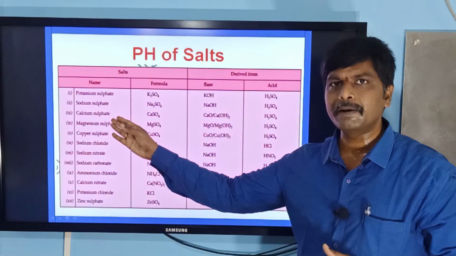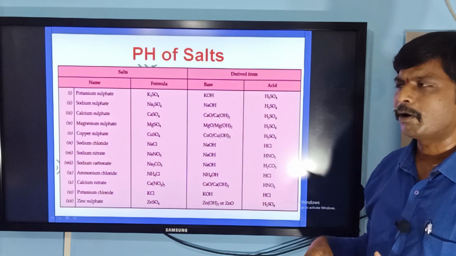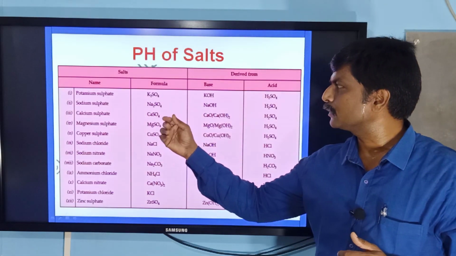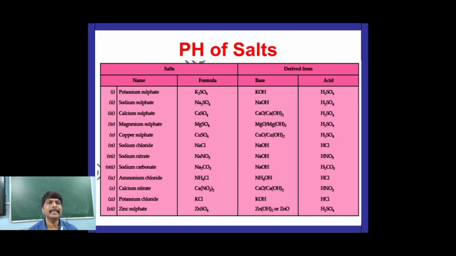Similarly, calcium sulfate. How is calcium sulfate formed? What is the formula of calcium sulfate? It is formed from one acid, sulfuric acid, and a base. What is the formula of the base? KOH, potassium hydroxide. What is the acid? Sulfuric acid, H2SO4. If the salt name contains sulfate, then the parent acid is sulfuric acid.